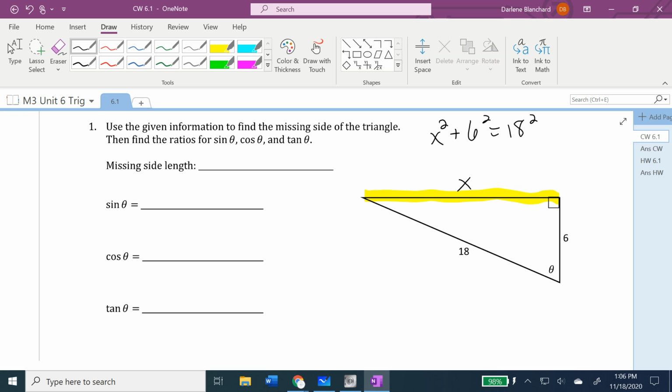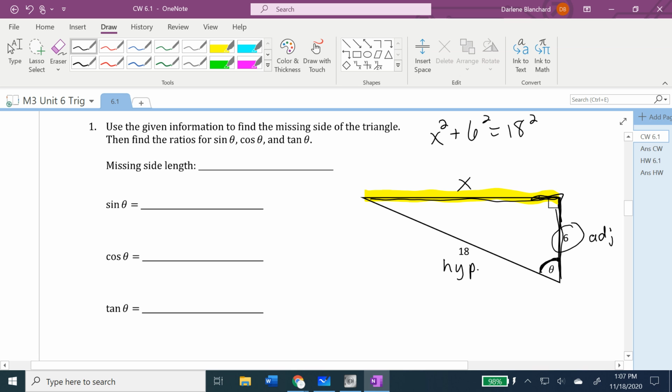And hold on just a second. I want to say that without finding x, right now this is ready for cosine theta because this is the adjacent side. This is the hypotenuse. So every time you get a right triangle, you need to first figure out which side is the hypotenuse. Then if there's a specific angle that is being worked with, you want to figure out of the two legs that make the right angle, which one is adjacent and which one is opposite.